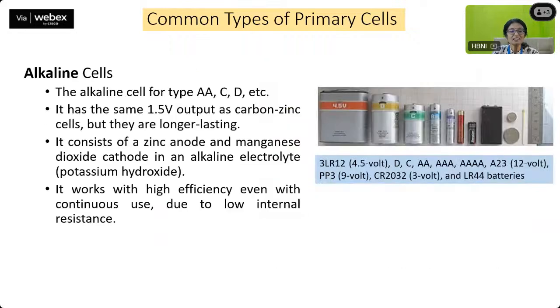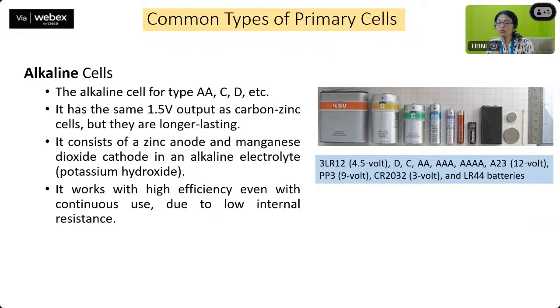Now alkaline cells have different types. You can use an alkaline cell which is A type or C type or D type. They have the same 1.5 volt output as carbon zinc cells, but they are longer lasting. It has a zinc anode and a manganese dioxide cathode in an alkaline electrolyte, which is mostly potassium hydroxide. And this works with high efficiency even with continuous use due to low internal resistance. Whereas the dry cell which we talked about previously is better when we are having intermittent use. This one you can use more continuously.